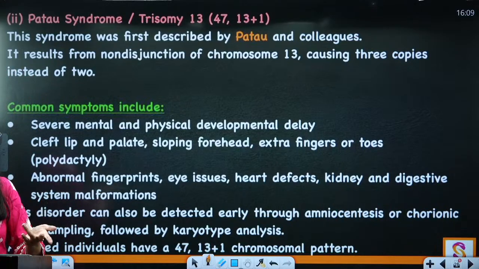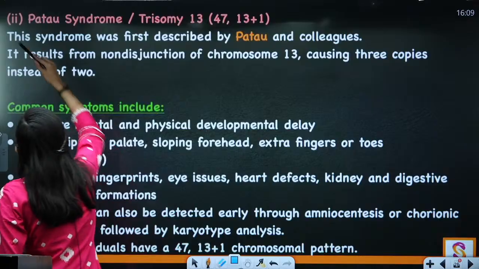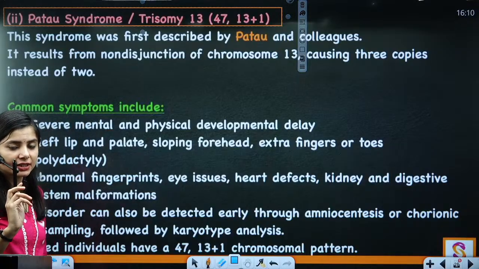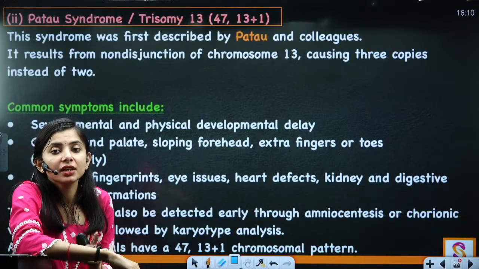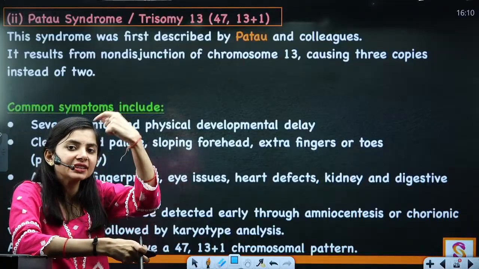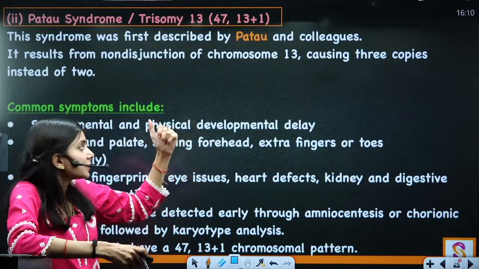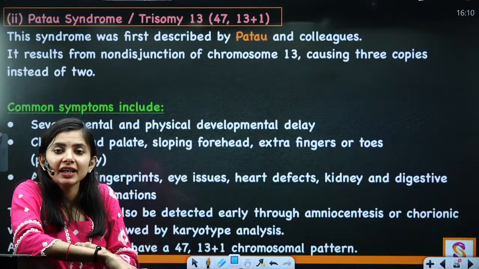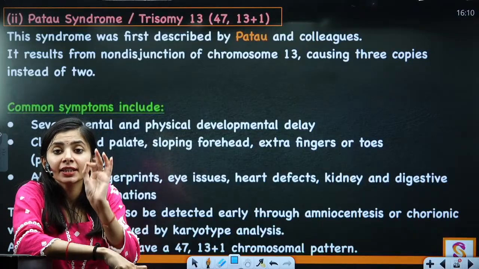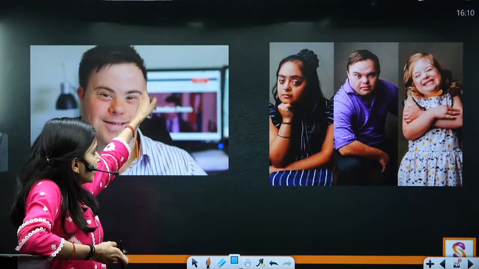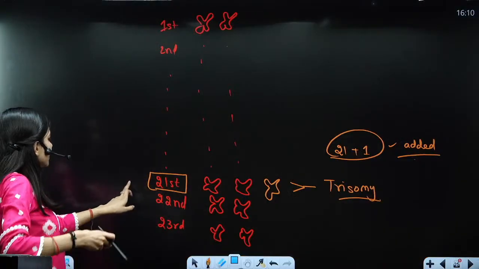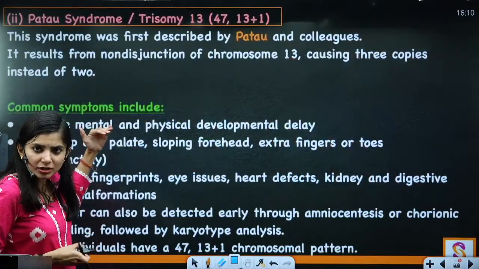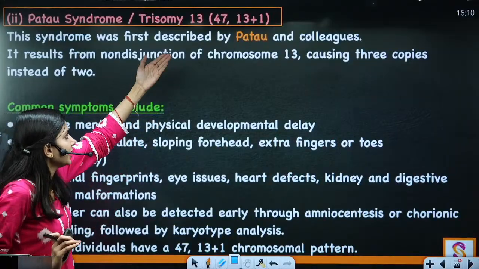Let's talk about the next one, that's basically Patau syndrome. One more thing, this is something specific this time. With Down syndrome the number is going to rise to 47, that's for sure. For Patau as well, it's again going to be 47. But Patau syndrome occurs when there is an addition in the 13th chromosome. As in the previous case, the 21st chromosome had one more chromosome added into it, but here in Patau syndrome, the 13th chromosome is being added.